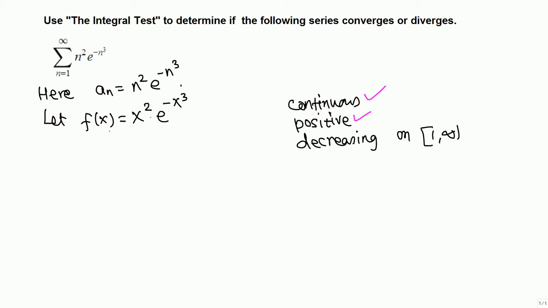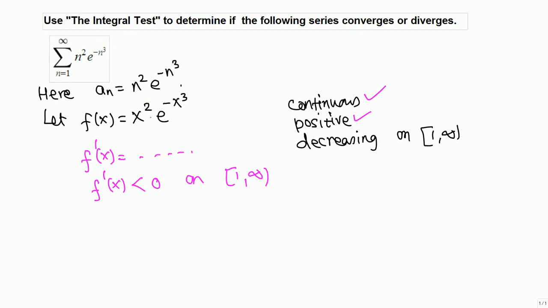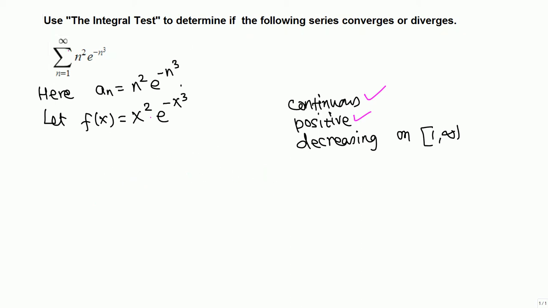Next, we need to show f is decreasing. For that we find the derivative, use the product rule combined with the chain rule obviously, and show the derivative is less than 0 on the interval 1 through infinity. Then we can say f is decreasing. But instead of doing that, let me try to argue this way.